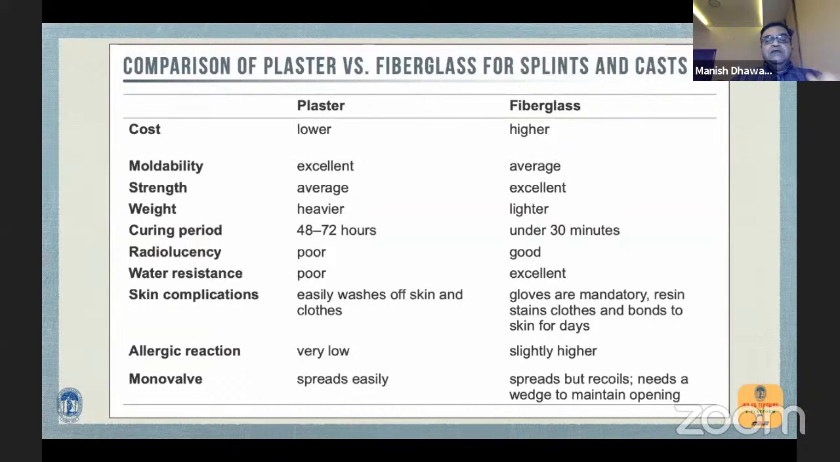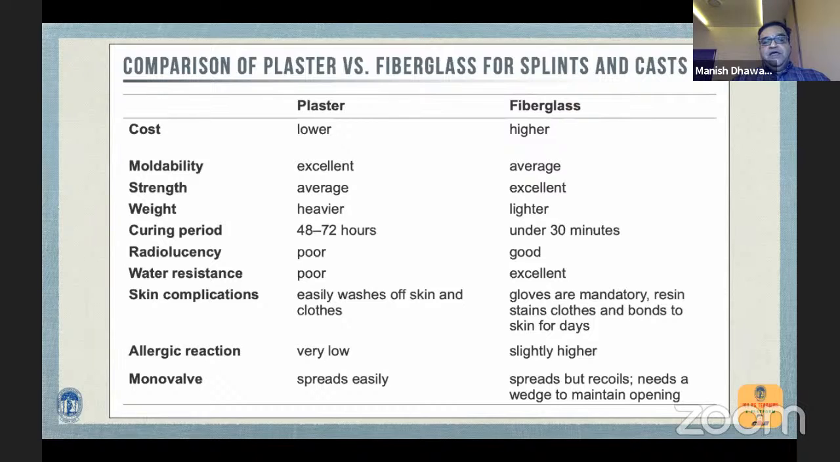Now there is a comparison between our plaster of Paris, the generation-old plaster of Paris, and the fiberglass. Cost: plaster of Paris is very cheap, fiberglass is higher. You can mold plaster of Paris in an excellent way, but in fiberglass, it's average. You can't mold it much, it's not as versatile as plaster of Paris. Strength: plaster of Paris is very average, but excellent strength is there in fiberglass.